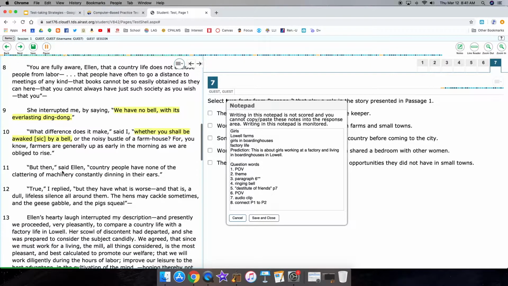Alright, but then, said Ellen, country people have none of the clattering of machinery constantly dinning in their ears.